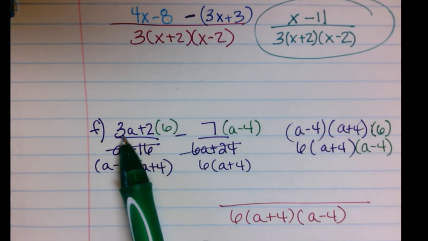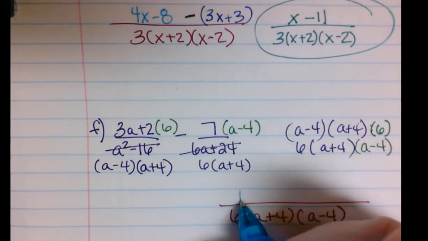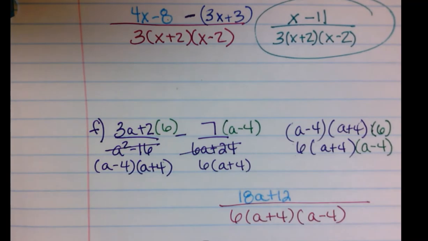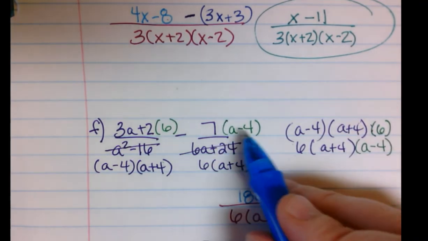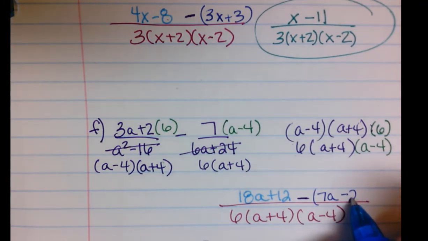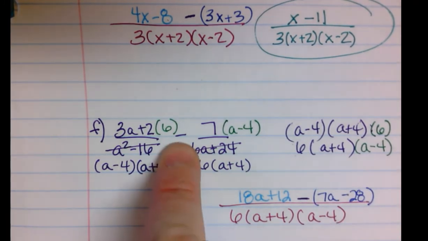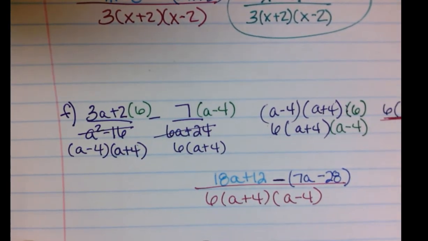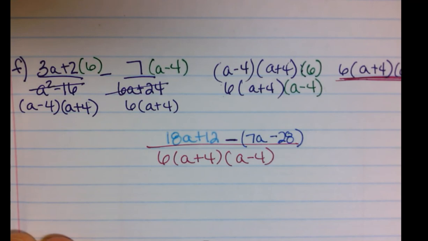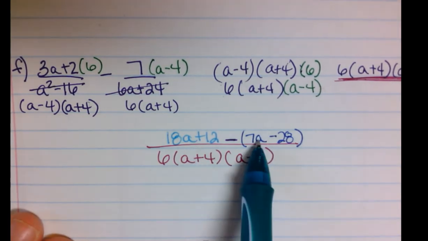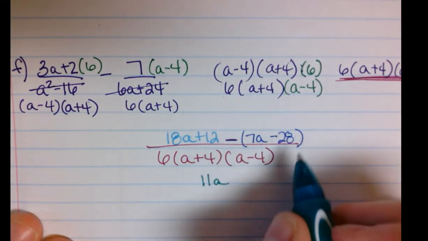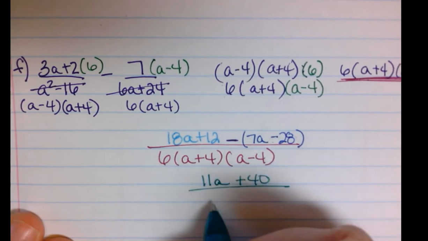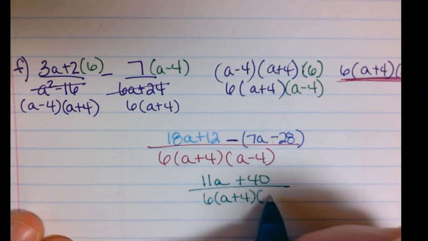So 6 times 3a is 18a plus 12 minus, since I have another minus, I'm going to put parentheses, 7 times a is 7a, 7 times negative 4 is a minus 28. You can distribute the negative sign instead, but I like to do that at the end so I don't lose my signs. So 18a minus 7a is an 11a. 12 minus a minus 28 becomes a 12 plus 28, which is plus 40. All divided by 6 times a plus 4 times a minus 4.